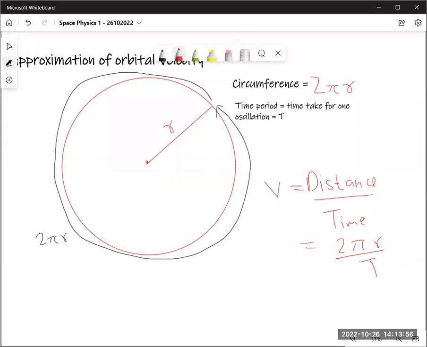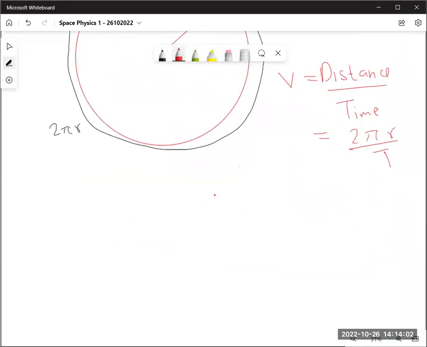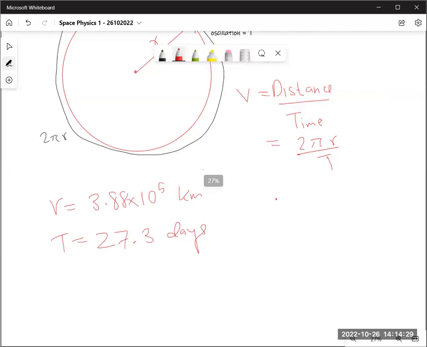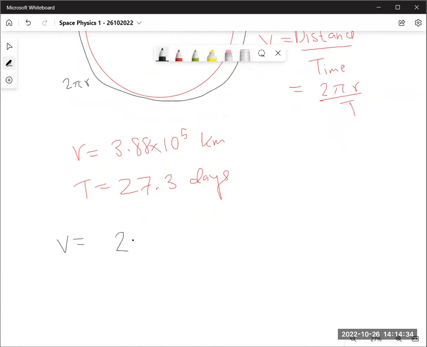Let's try an example. How much is the time period, by the way? 27 days. Let's make it exact, 27.3. And the radius is going to be about 3.8 times 10 raised to 5 km. And this is days. Fine, this is what I have. Now all I have to do is replace this in the equation. So let's use the equation now. v is equal to 2 pi r.